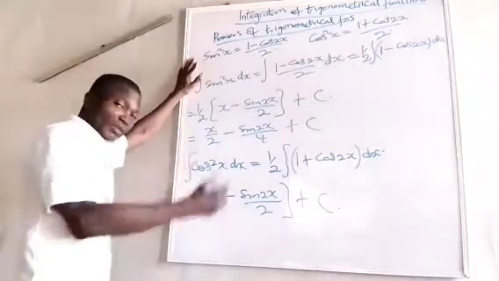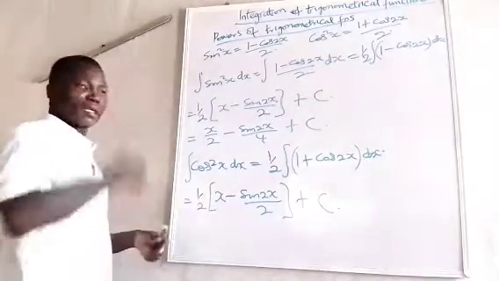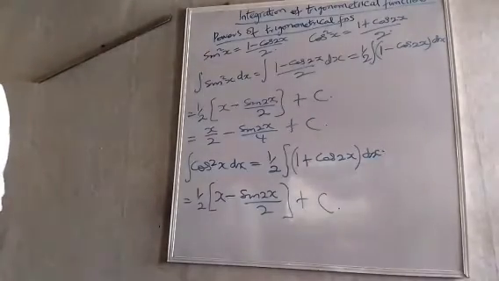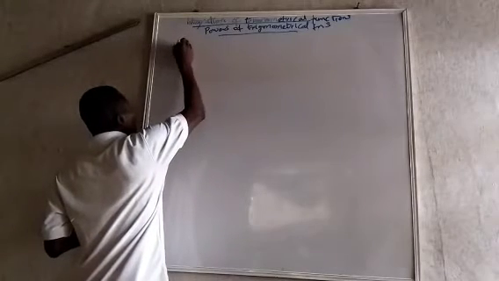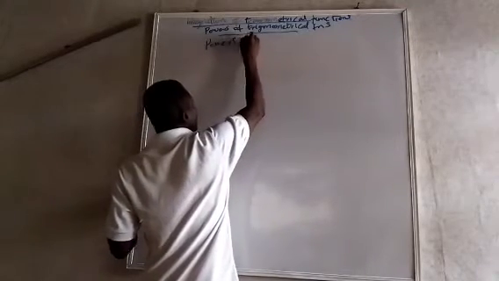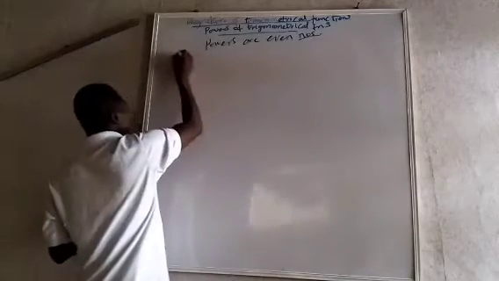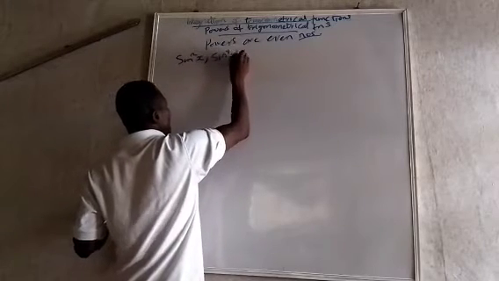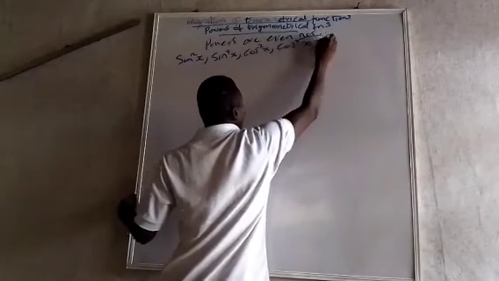Now we have done sine square and cos square. We are now looking at where we have sine cube, cos raised to power 4, sine raised to power 5, etc. Let's see how we handle those ones. Now let's look at when the powers are even, that is, powers are even numbers. What I mean is this: when you have sine square x, sine raised to power 4, cos raised to power 4, or cos square x, etc.